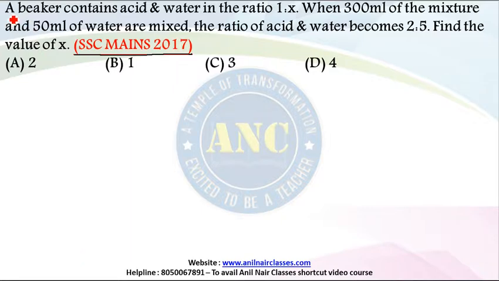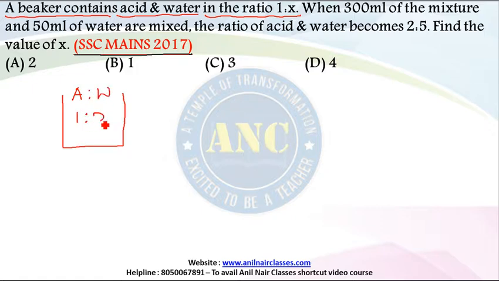Now your question is, a beaker contains acid and water in the ratio 1:x. Okay, there is a beaker, that is nothing but a vessel. Acid and water is in the ratio 1:x, right? This is the first statement.